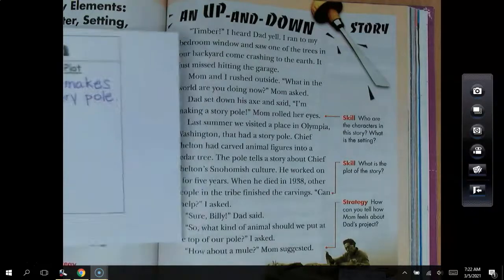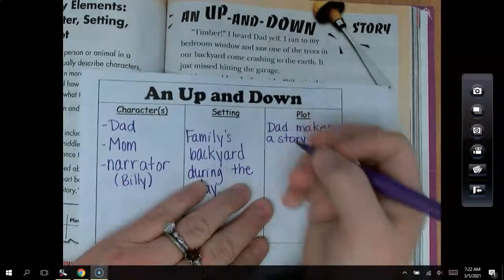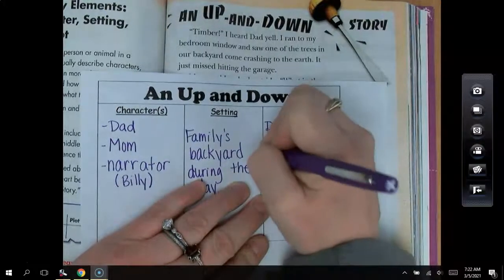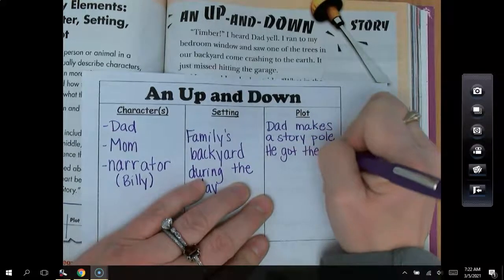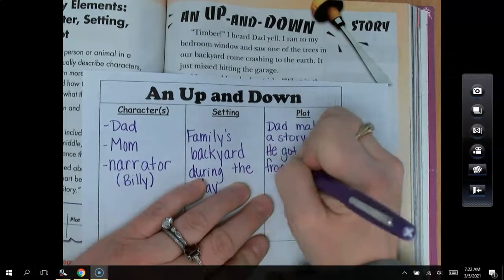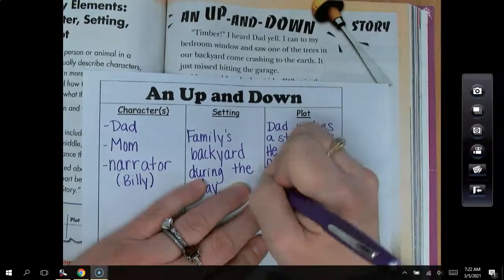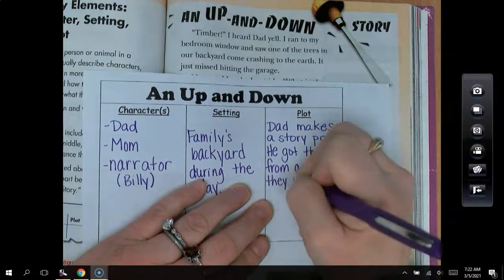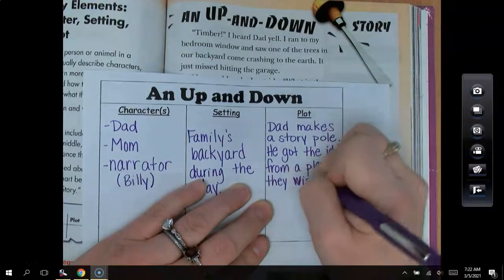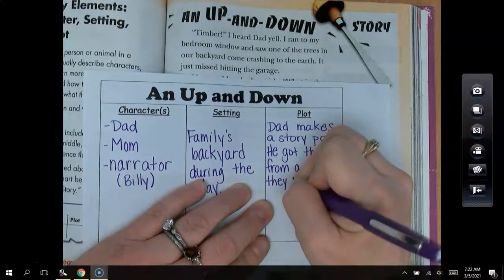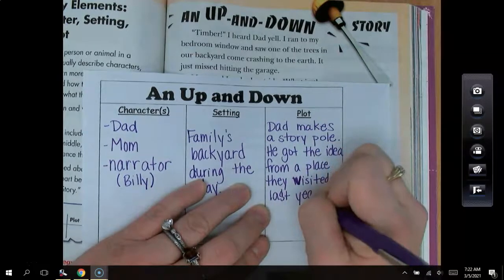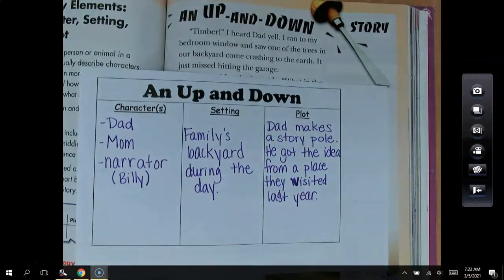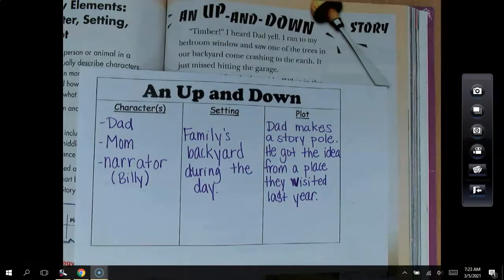So we can say that he got the idea from a place they visited last year. Oops, I'm sorry, that's a V. So far for the plot, we have Dad makes a story pole. He got the idea from a place they visited last year.